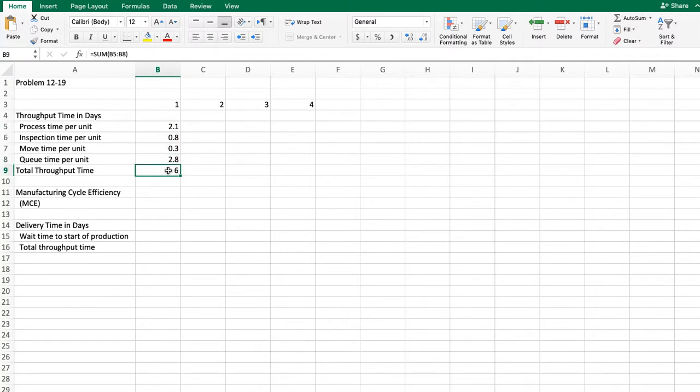Now you notice we did not use our wait time per order before start of production. We'll use that later, but we don't use that on our throughput time. That starts at production. And so I'll just go ahead and put the rest of these numbers in.